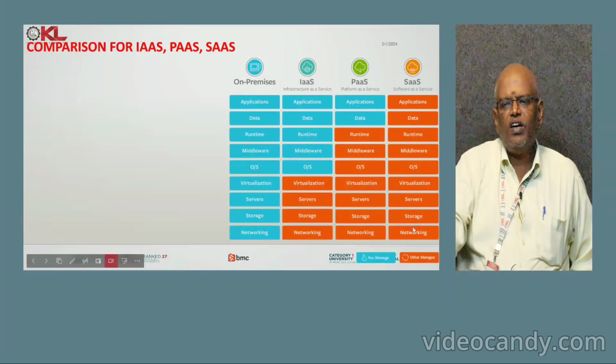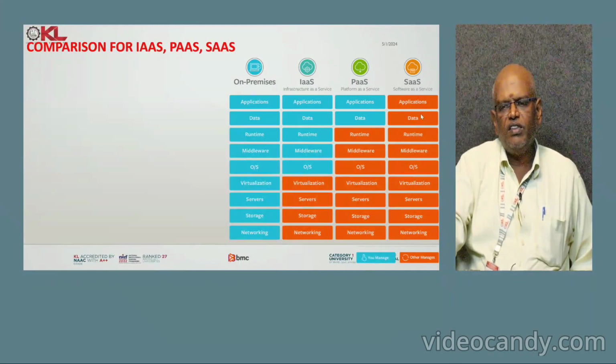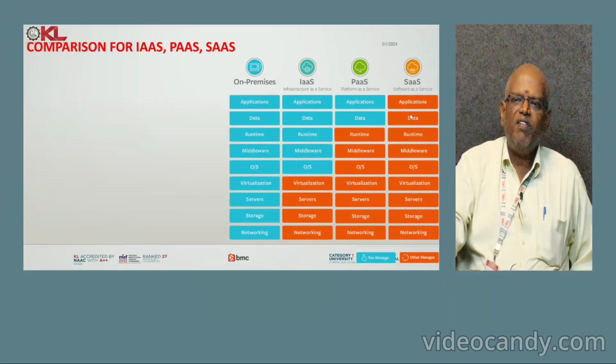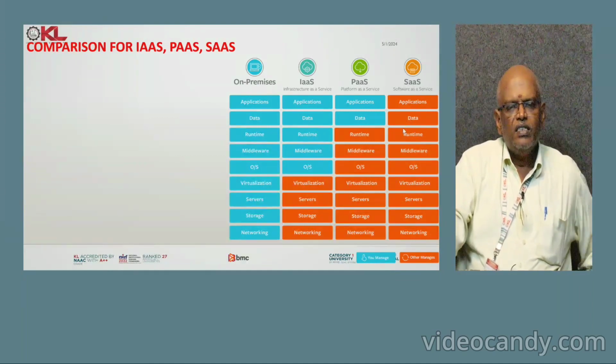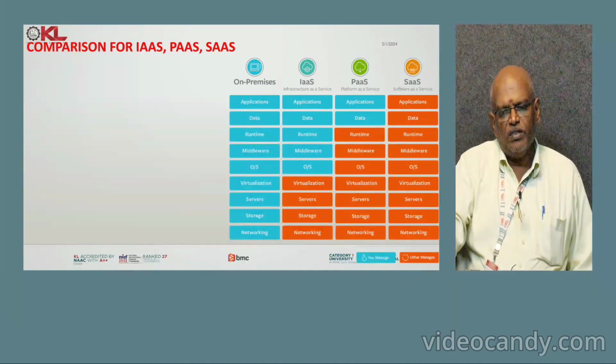The final one is software as a service. Here everything is orange color, that is networking, storage, servers, virtualization, operating system, middleware, runtime, data, and application. Everything is managed by others. We simply avail that environment and perform the application related computation.